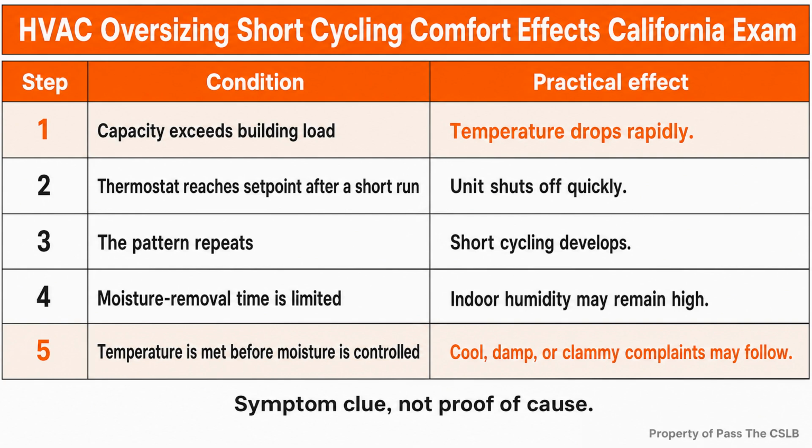Consider a hypothetical custom home. The owner says the system runs for only a few minutes at a time and the rooms feel heavy, even though the thermostat reaches its setting. I would not start by changing the thermostat to hide the complaint. I would ask for the Manual J load, the Manual S selection, the equipment model information, and the installation certificate. The goal is to compare the design basis with what was installed.